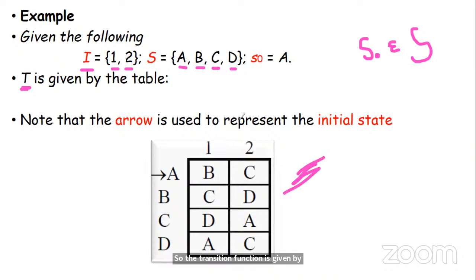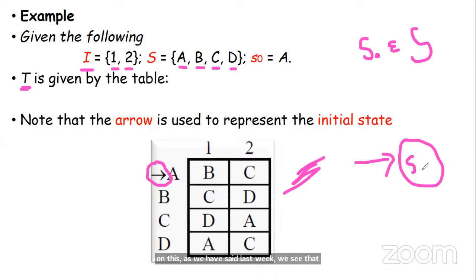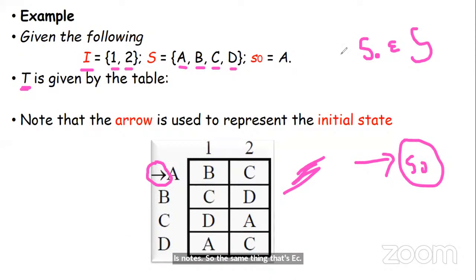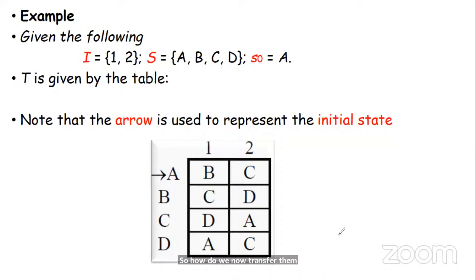Now, note that the arrow is used to represent the initial state on this table. As we said last week, the arrow will point at a state S naught. So the same thing is here on the table. How do we now transfer them into a form of diagram, or a state table? The first thing we do is count the number of states that we have. Now, according to this example, can somebody tell us how many states we have here? Please just type.